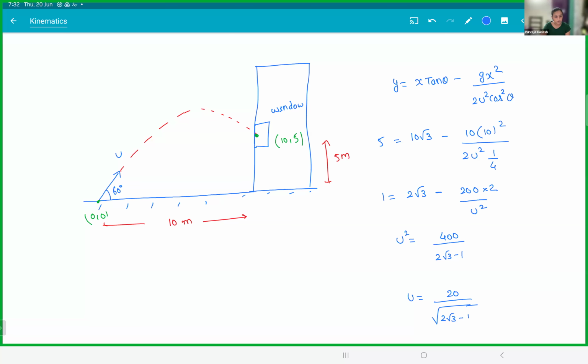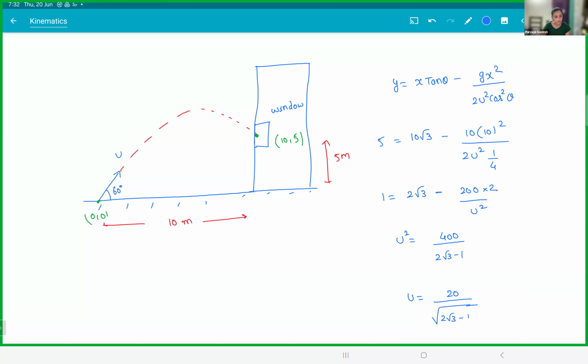Sir, I actually used the formula for area of parabola. So that was 2 by 3 base into height. What is the formula for area of parabola? 2 by 3 base into height, that will be r into h, na? Yes, sir. You'll get the same thing. So this will be u square sine 2 theta by g. This is u square sine square theta by g.